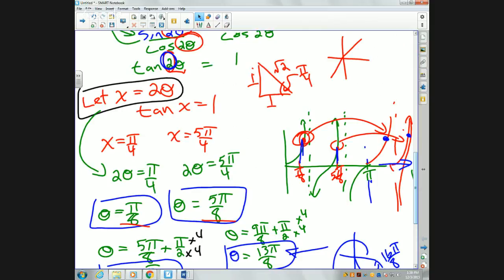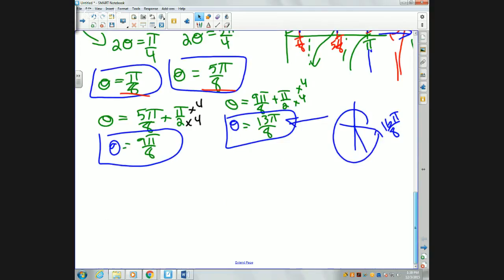The period of our function, this tan function, repeats every pi over 2. From here to here is pi over 2. And so that's why we add the pi over 2 in, because that's the period. With a periodic function, every time you add the period, you get to the same place that you started at.